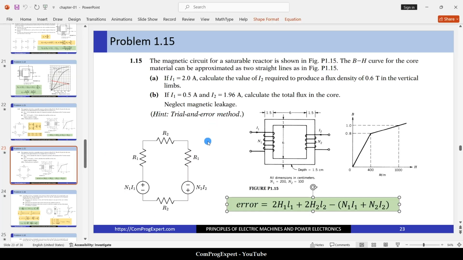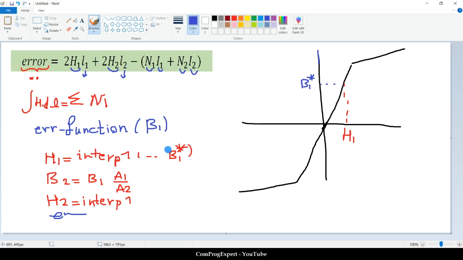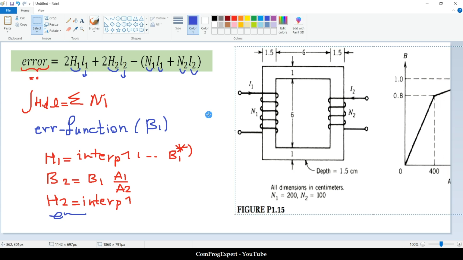L1 is the average length of flux line in one vertical limb, and that is equal to 6 plus 1, that is 7.